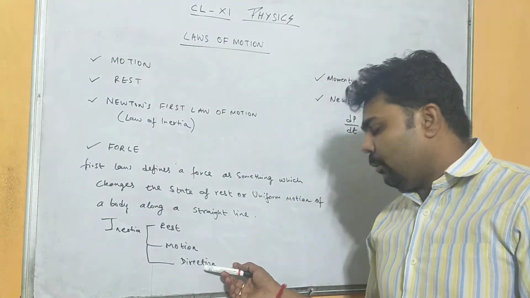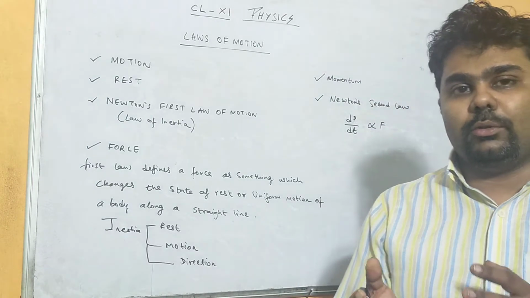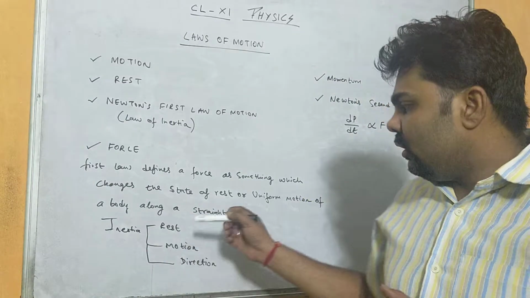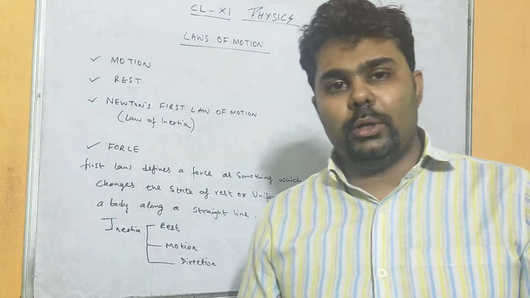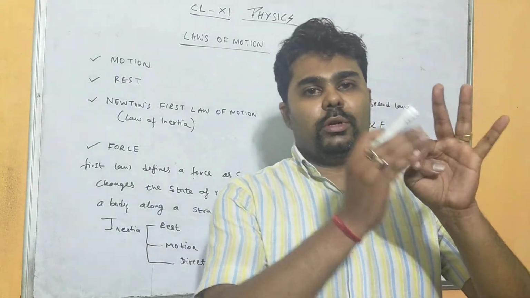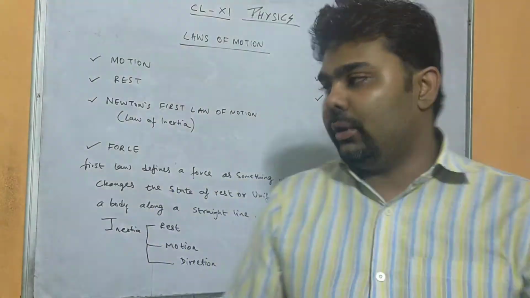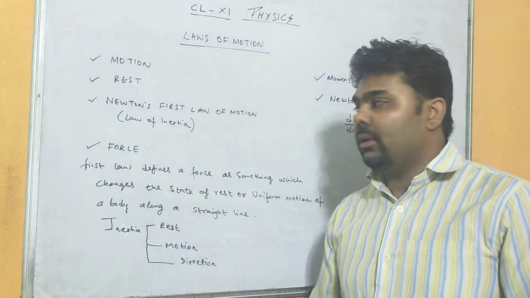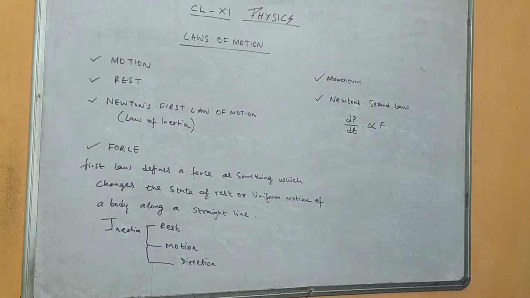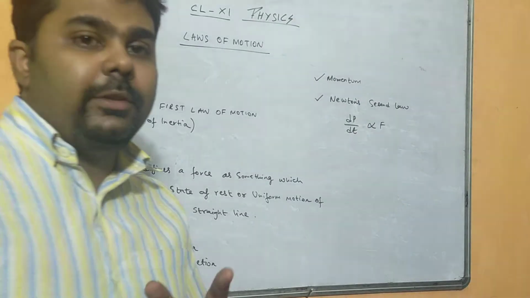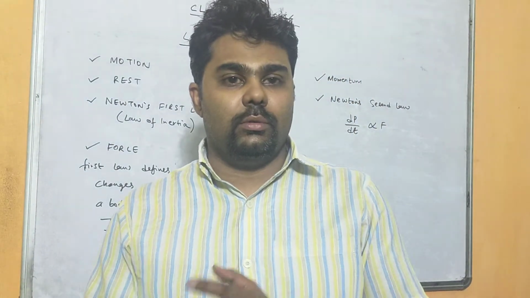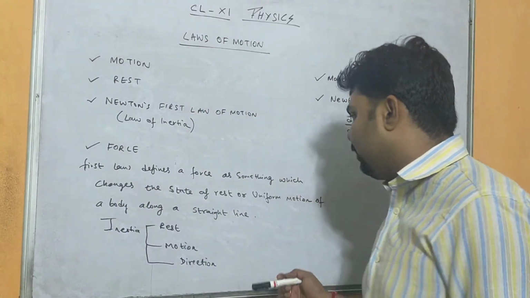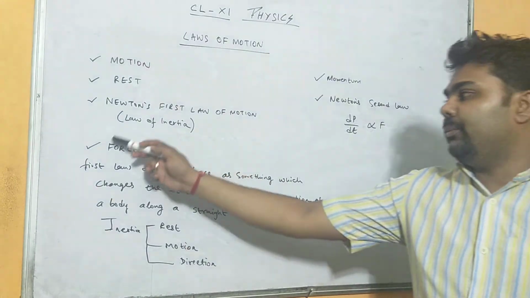The inability of a body to change its direction by itself is called inertia of direction. So all these three definitions you can include in one: the inability of a body to change its state of rest, motion, and direction by itself is called inertia. The first law of motion defines force as something which changes the state of rest or its motion. So this is how force is being defined.